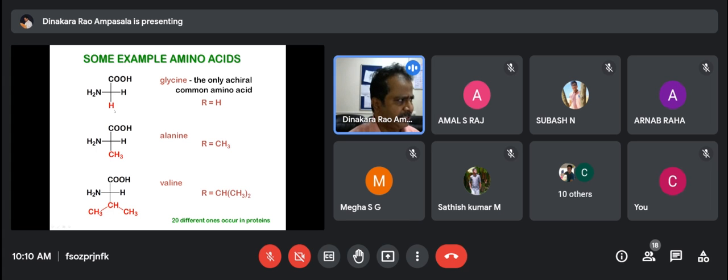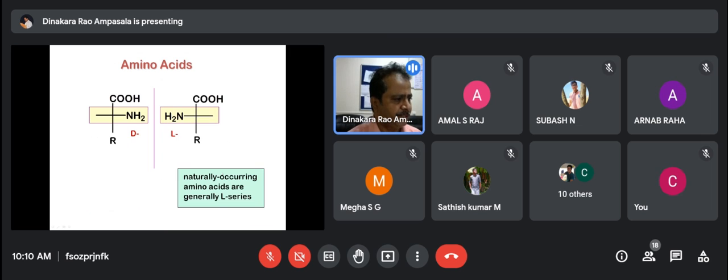If R is just H, it becomes glycine; if methyl, CH3, it is alanine. If the chain is increasing, the complexity of that amino acid will increase, and the amino acid also changes depending on the nature of the R group in the amino acid. Okay, so you can see naturally occurring amino acids are generally L series, and as I said, in very few amino acids in the system, naturally occurring amino acids have D configuration.